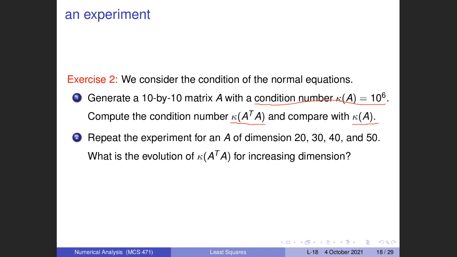Now, it may be that you see 10 to the power, it may be that's actually the worst case, but you should actually see something worse. So repeat this experiment for increasing dimensions. It could be that dimension 10 was still a lucky dimension, but if you do this a couple of times more, you will see that the condition actually gets worse. So doing the normal equations is fine in paper and pencil for small examples, but it's not so fine for larger problems.